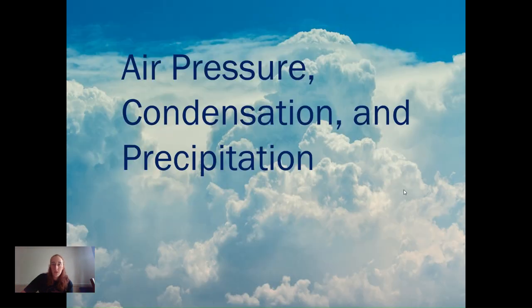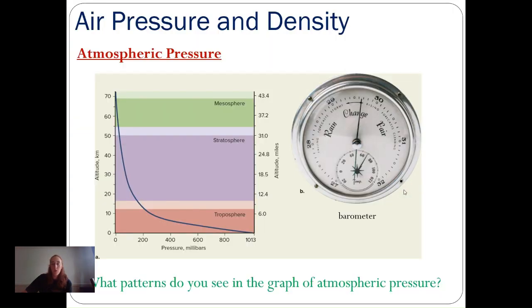To finish up here, we have one more small section that's talking about air pressure, condensation, and precipitation. Let's talk about air pressure and density. We can measure the pressure of the air. If you are sitting at home right now, you're probably feeling 1,000 millibars of pressure on your body, but you're used to it because you have evolved and adapted to live at Earth's surface, where we have a high air pressure.